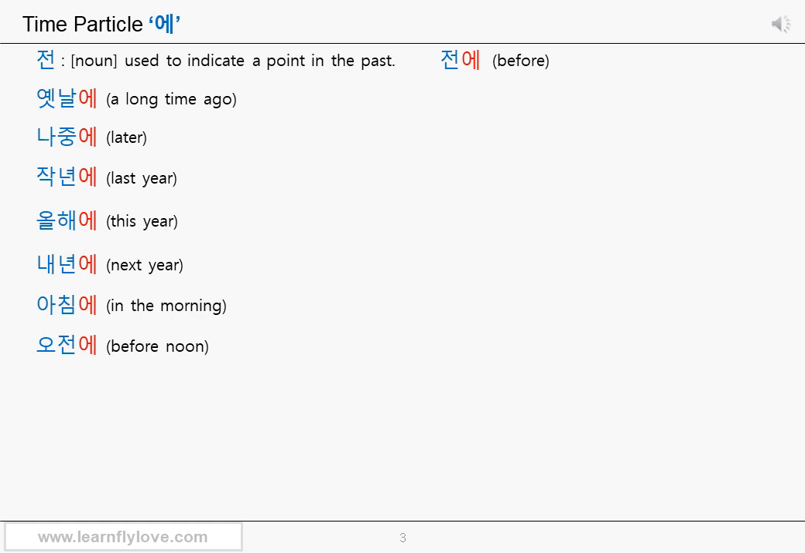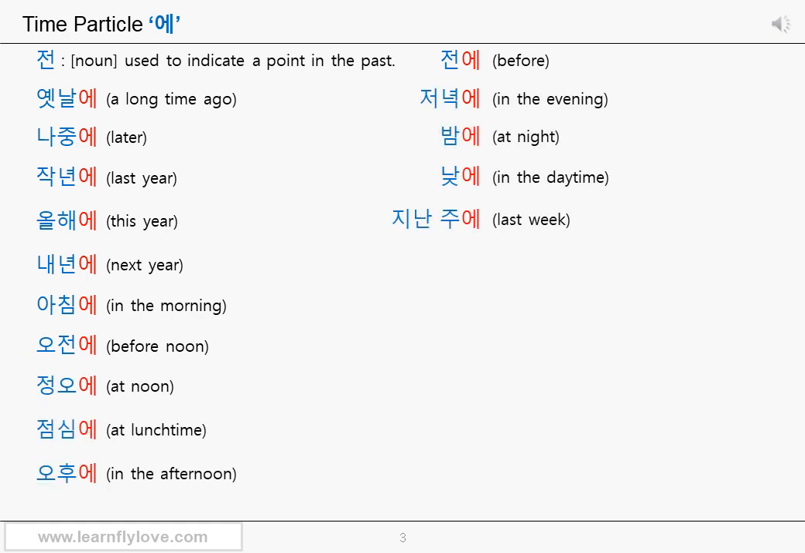Morning, 아침, usually indicates the time from 6 a.m. to 9 a.m. And before noon, 오전, is used to indicate the time between 9 a.m. and 12 p.m. It's not a rule, but something like that. 정오에, at noon, 점심에, at lunchtime, 오후에, in the afternoon, 저녁에, in the evening, 밤에, at night, 낮에, in the daytime or during the daytime.